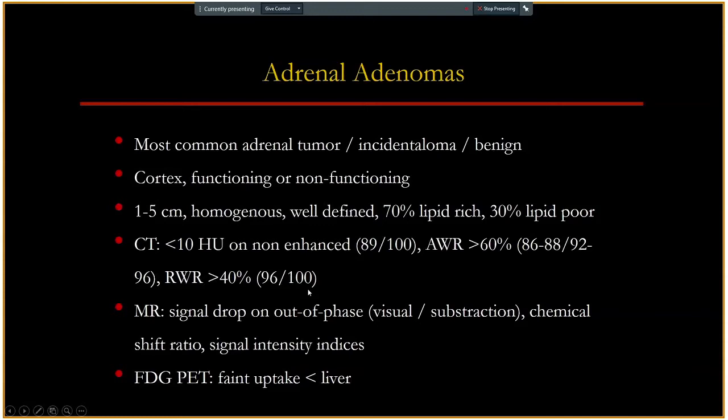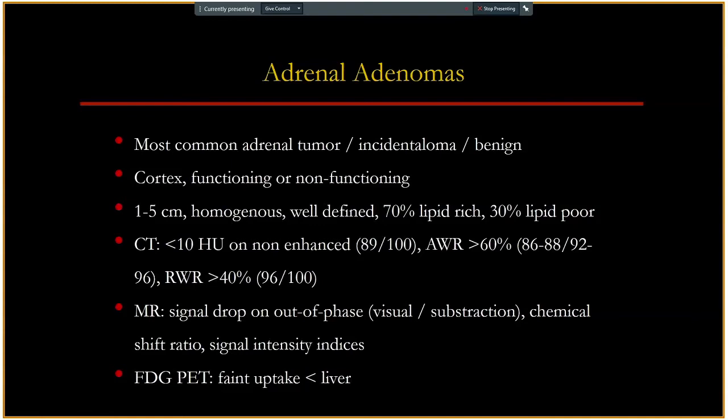The characteristics of adenomas on MR include signal drop on out-of-phase images. And this is telling us that there is fat inside these lesions, and so these must be adenomas. We can do this visually, or we can use subtraction imaging to look for signal drop on out-of-phase images. There are other things that can be done, such as chemical shift ratio or signal intensity indices. Some people do it, most don't.